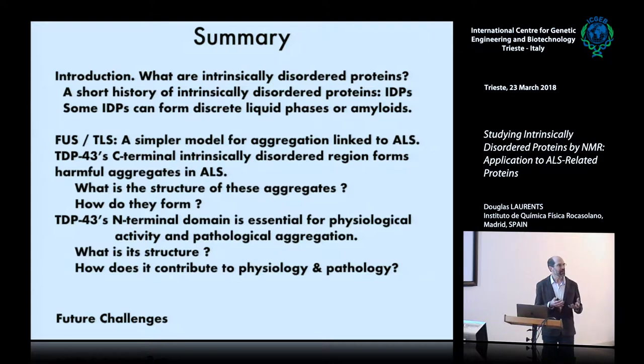And then I'm going to talk more about the results of proteins related to ALS. First, I'll mention FUS-TLS, which is a simpler model for protein aggregation. And then I'll focus on TDP43, whose C-terminal intrinsically disordered region can form harmful aggregates that are involved in ALS. And we want to answer the question of what is the structure of these aggregates and how do they form?